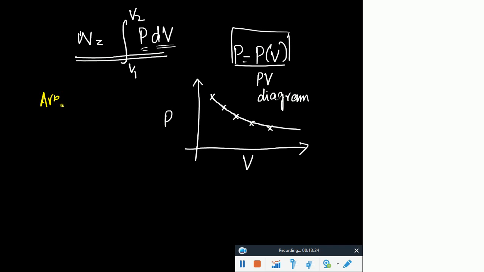You should find out the area under the curve, so that's how you integrate it. Okay, I mean that is something which is always confusing.